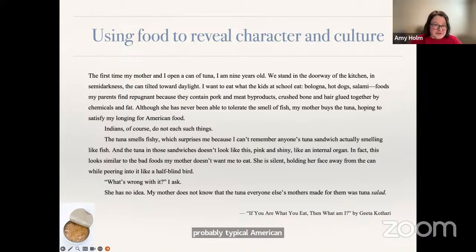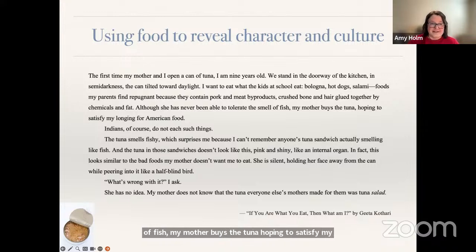And the writer says, the first time my mother and I open a can of tuna, I am 9 years old. We stand in the doorway of the kitchen in semi-darkness, the can tilted toward daylight. I want to eat what the kids at school eat: bologna, hot dogs, salami, foods my parents find repugnant because they contain pork and meat byproducts, crushed bone and hair, glued together by chemicals and fat. Although she has never been able to tolerate the smell of fish, my mother buys the tuna, hoping to satisfy my longing for American food.